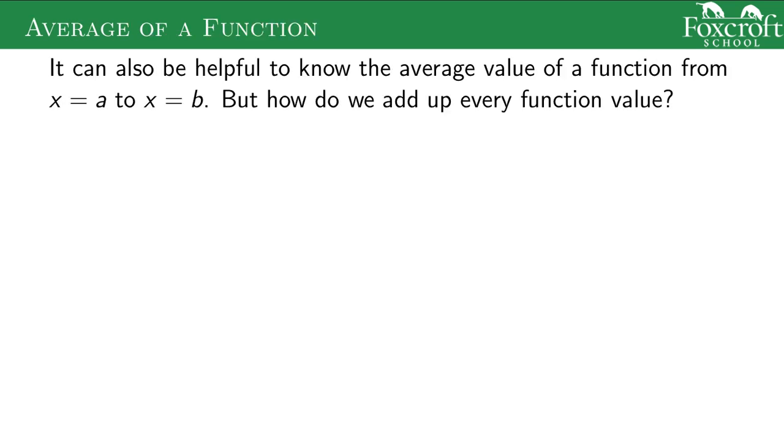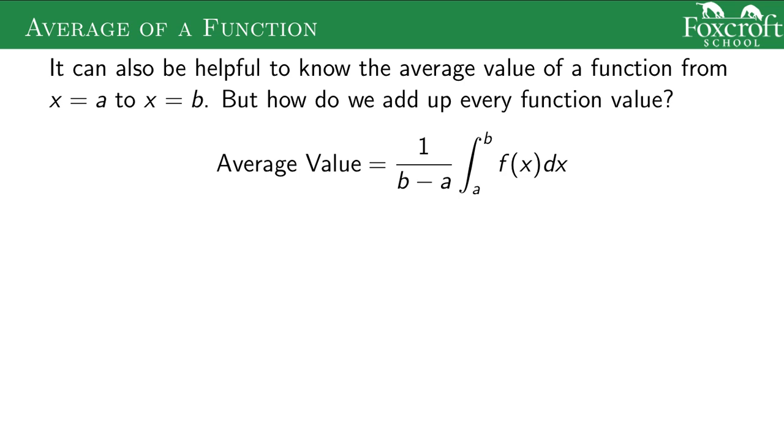So it's also helpful to know the average value of a function from A to B, but how do we add up all this stuff? The idea of an average is still going to be the same. You add up all the stuff and divide by the amount of stuff you have. But how are you going to do this? We're going to do this by having this equation.